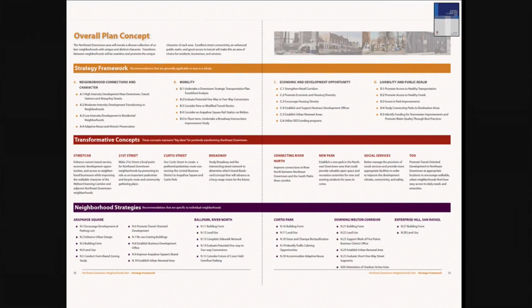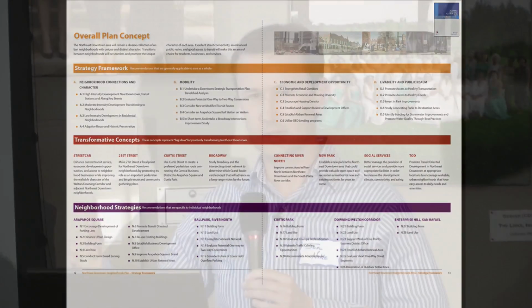And because this incorporates multiple neighborhoods, there's neighborhood strategies for Arapahoe Square, Ballpark, River North, Curtis Park, all spelled out separately. Land use, if you see the second bullet under each one of these little sections is land use. It's in here, what kind of buildings, what kind of uses, but it's just one part of a comprehensive plan. The big transformative concepts, streetcar on Welton Street and Downing, what to do with 21st Street as a festival, Curtis Street as a priority pedestrian street, et cetera, are the big picture thinking in this plan.